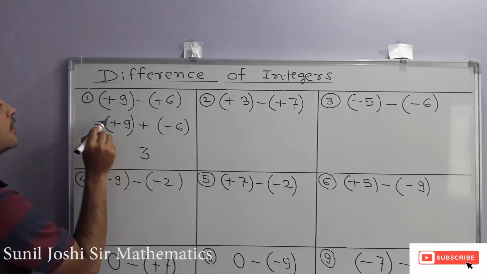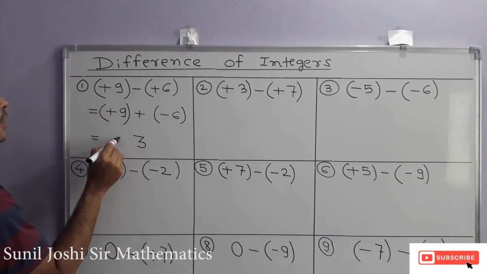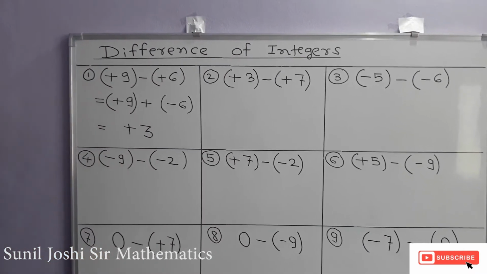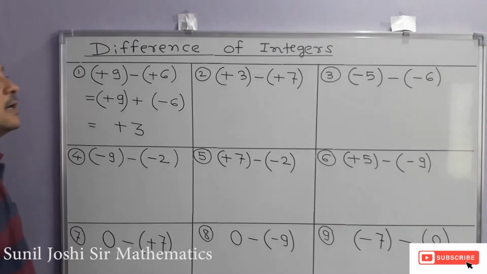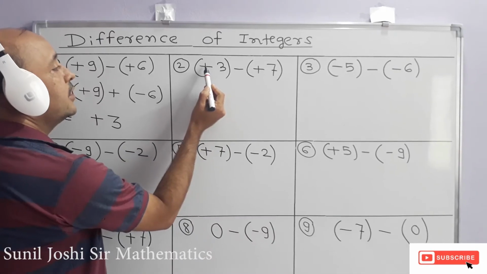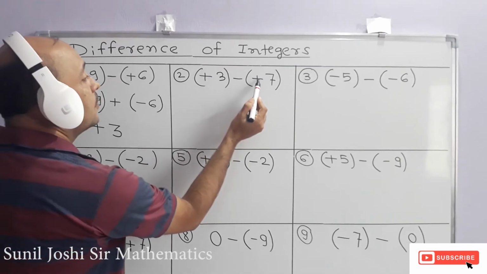and the greater number sign, that is 9 is a greater number, 9 having the sign positive, so answer having the sign positive, that is the answer. So see the next example, it is positive 3 minus positive 7.